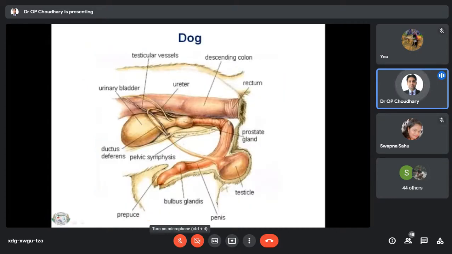Then in the dog, a very important structure is present, called the bulbus glandis. This is the bulbus glandis. In the copulation between the male and female canines, the dog and bitch, this bulbus glandis is very important. It plays a very important role. That condition is called coital tie. This is very important, coital tie. So what is the coital tie?